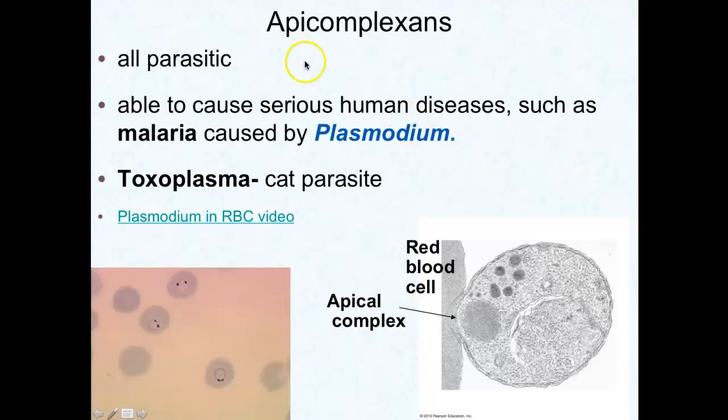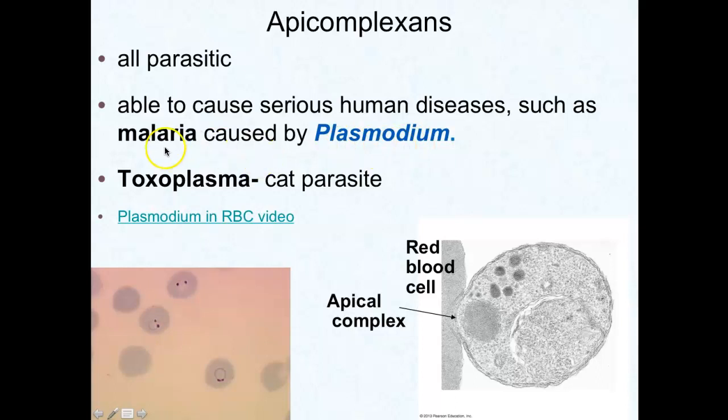Apicomplexans, these are a group that probably none of you have heard of, but perhaps you have heard of malaria. Malaria is caused by a microbe in this group, and apicomplexans are named after this feature that they all have, this apical complex. That's why they call them apicomplexans. They're all going to be parasitic, so they're all going to cause some kind of disease. The word plasmodium is the name of the agent that causes malaria. It's the protist that causes malaria.